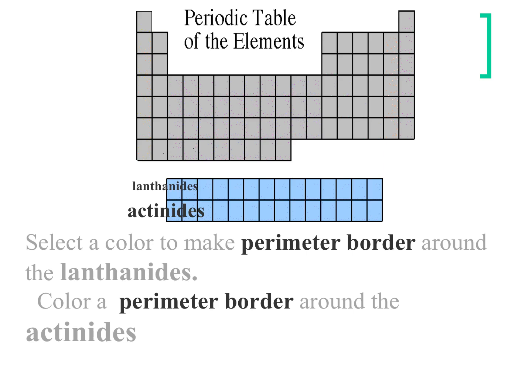Select a color, and you don't have to shade them all the way in, but just draw around the perimeter of the lanthanides and around the perimeter of the actinides. You don't really have to include those two names in your key because they're written right on your periodic table. So you don't need to include those in your key. Your key should have noble gases, halogens, alkali metals, alkali earth metals, and transition elements.